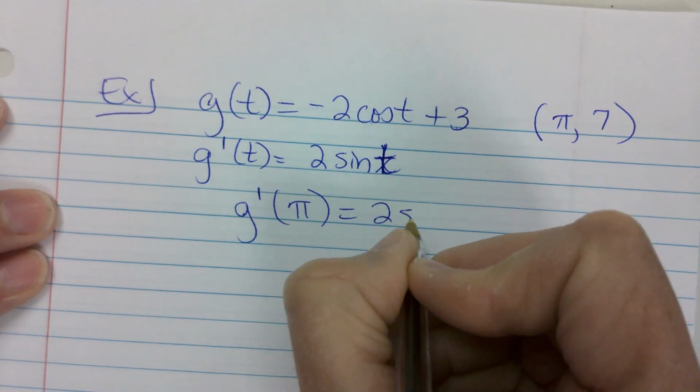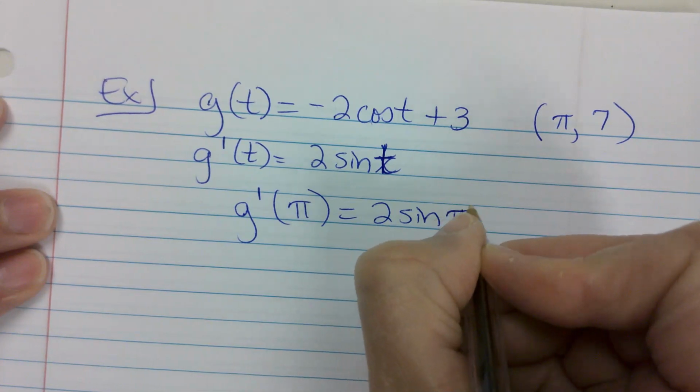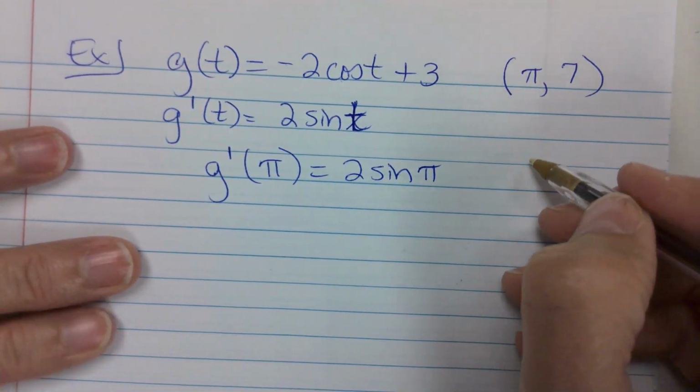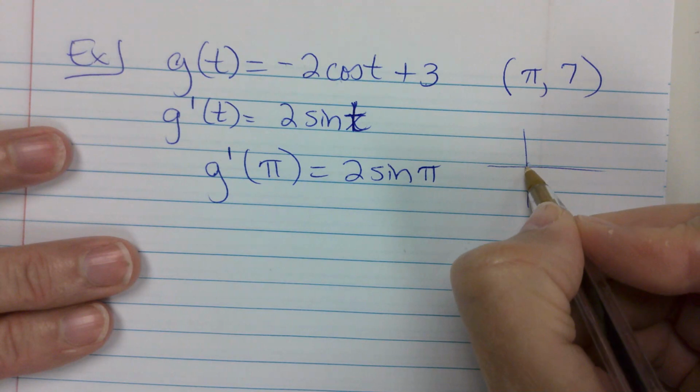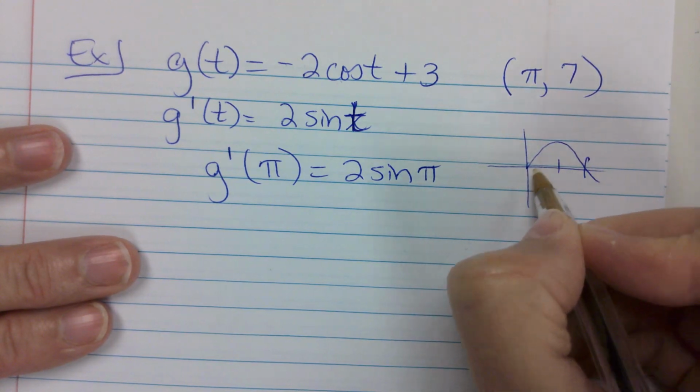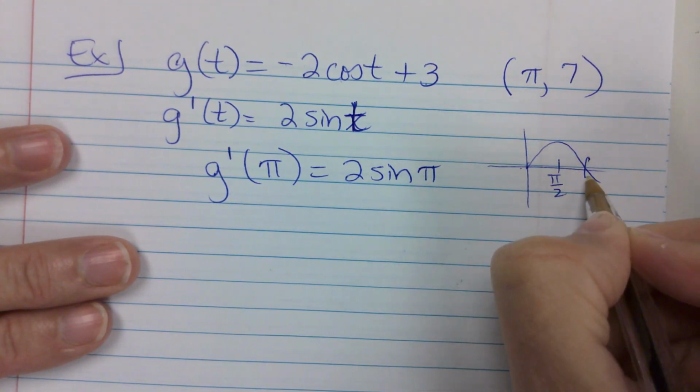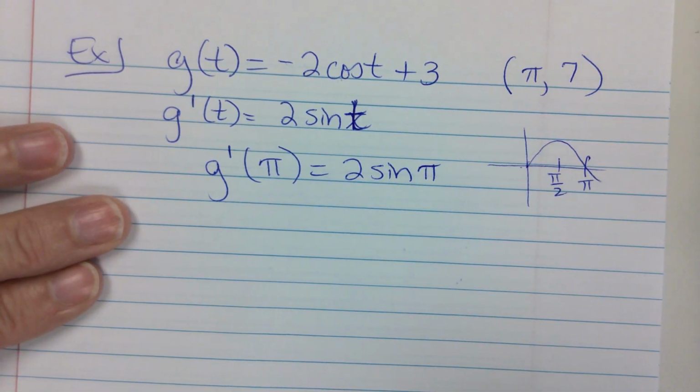Does anybody remember what the sine of pi is? Sine of pi is 0. It is 0 because sine starts off at 0. At pi over 2, it hits 1. At pi, it's back to 0.